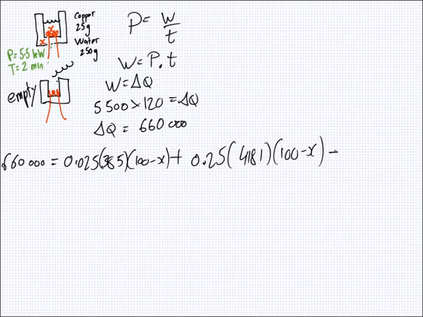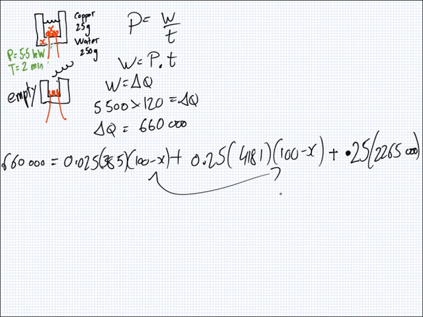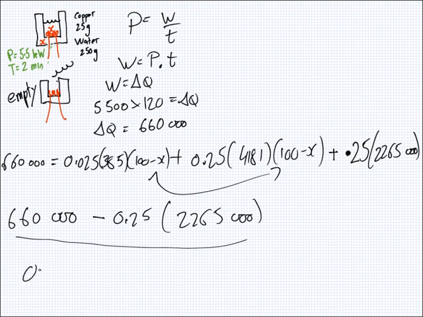And then it's M times 2265, 2265000. Now, for those who want to save effort on the algebra, do you see here there's a common 100 minus X? So what you can do is 660000 minus 0.25 times 2265000 divided by 0.025 times 385 plus 0.25 times 4181.